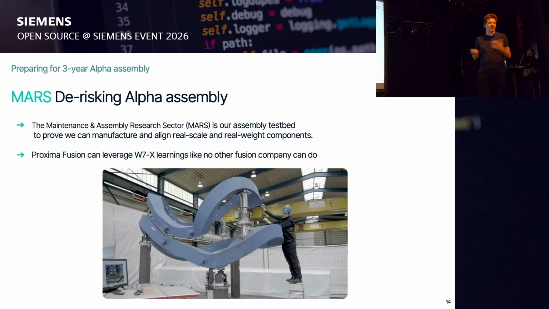But of course, in Alpha, we cannot afford this long time scale. And so we are aiming for 3 years, and this is one of the key projects that I personally am involved in. And what we do is that we build MARS. MARS is the Maintenance and Assembly Research Sector, which is essentially one of these pizza slices of the machine, of Alpha, made in real hardware, not with the full fidelity, so we're not building actual superconducting coils, but we just cast them out of iron.